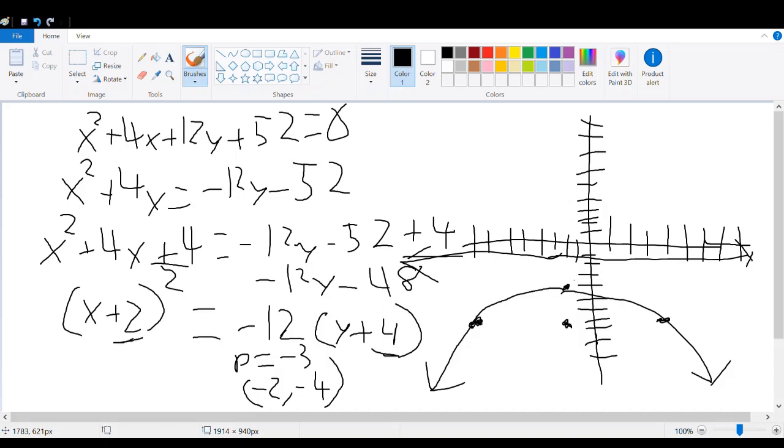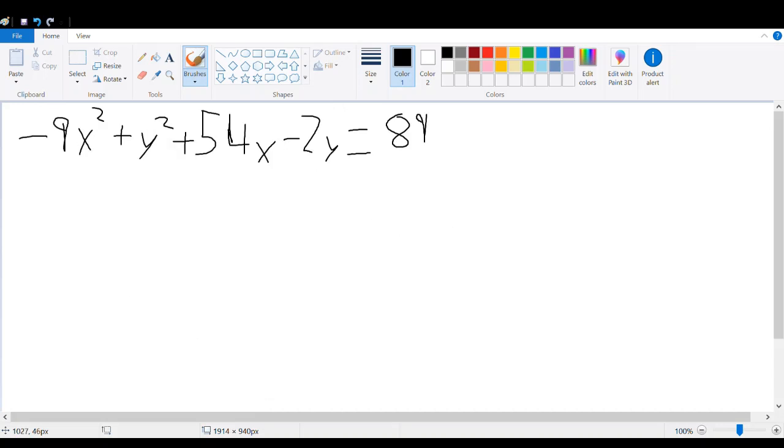We're going to move on to either a hyperbola or an ellipse. We're going to figure that out. I'm going to tell you. Okay, so now we have this big ol' equation. I can tell you right now, it's either an ellipse or a hyperbola, because the x and the y are being squared. So let's rewrite this.